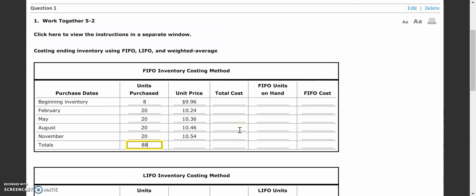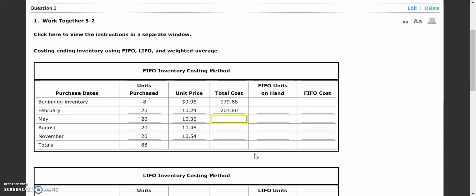Okay, so in order to do FIFO, we need to figure out our total cost. So we're going to take our 8 units at $9.96. That's going to give us a total of $79.68. Then we come down and do 20 times $10.24. That's $204.80.